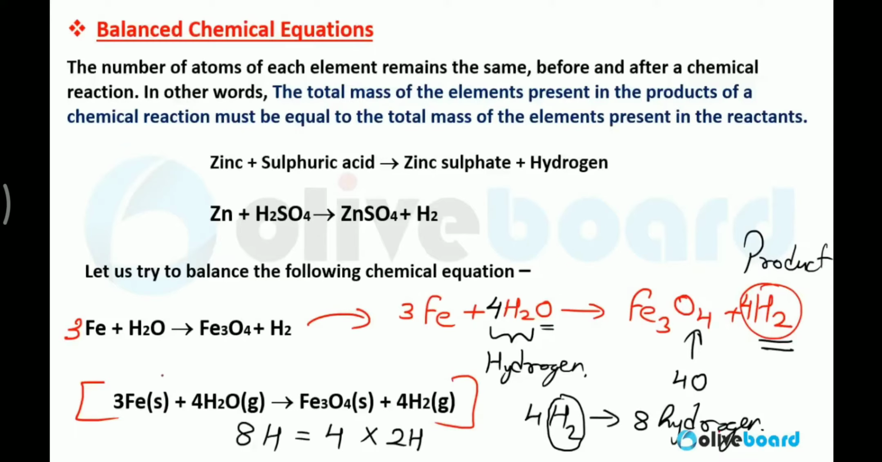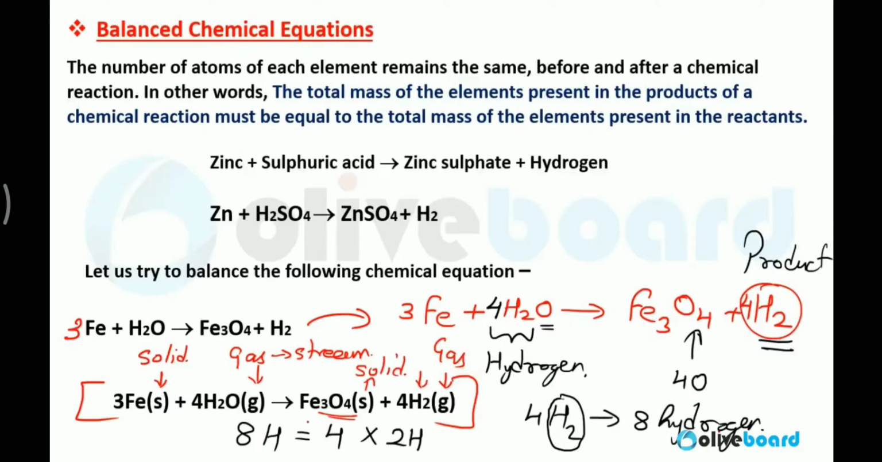The symbol in the bracket represents solid. Iron you are taking in solid form. 4H2O means you are taking water in the form of steam or gas. Fe3O4, ferric oxide, is a solid substance and it is the ore of iron. And this 4 of H2, the bracket G represents gas, and again this is a solid.